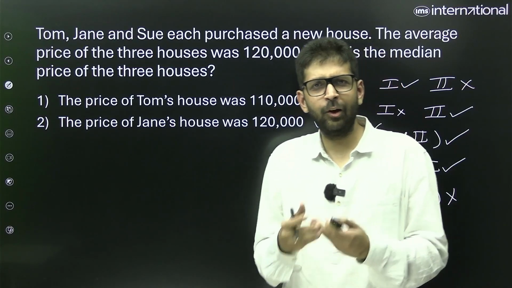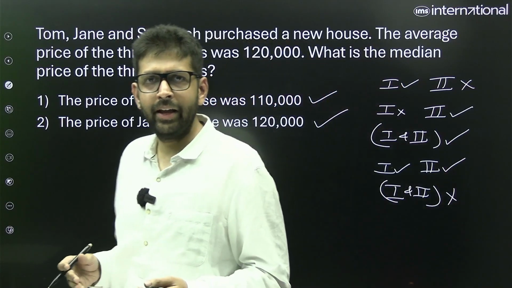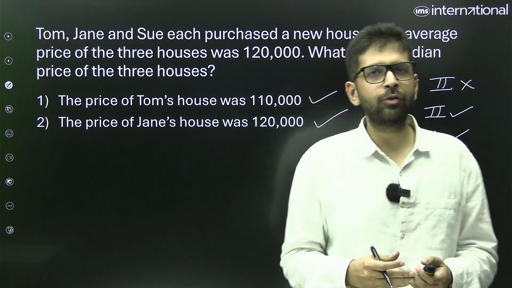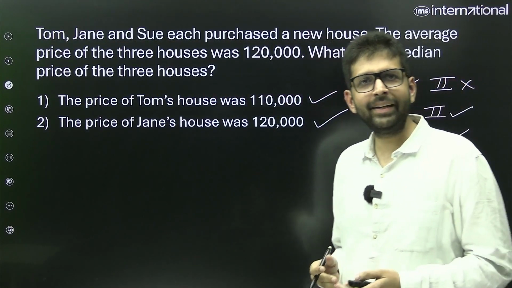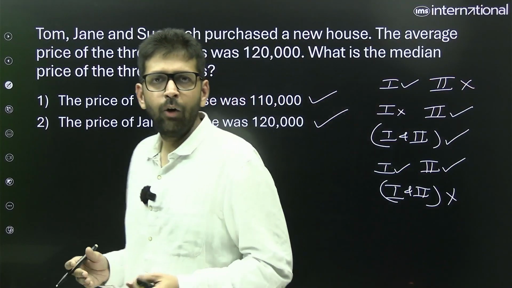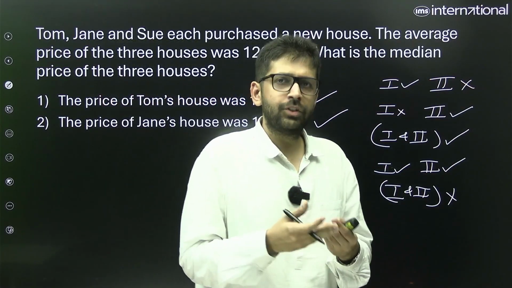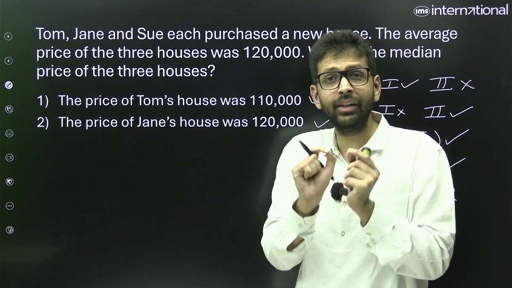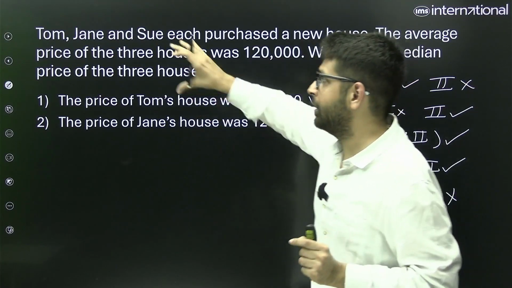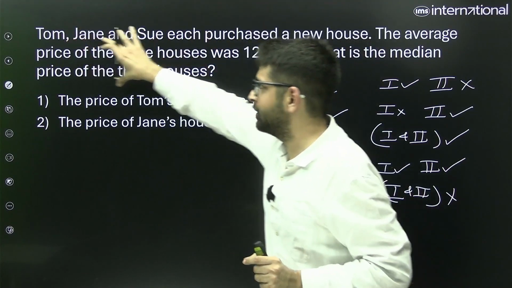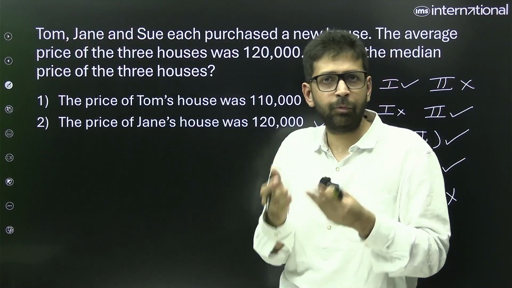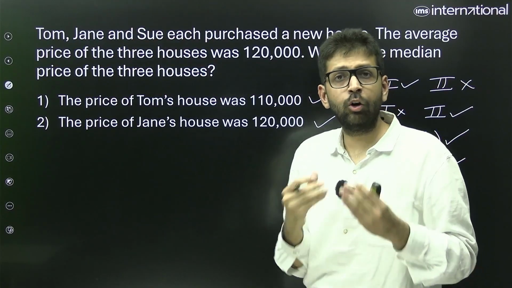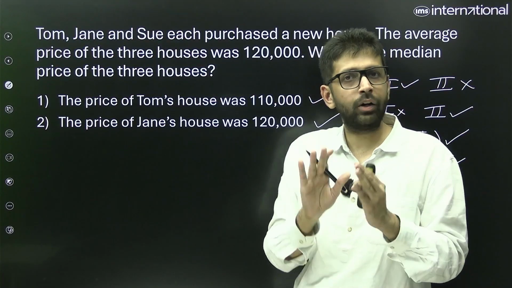All right, so let's look at this question. T, J, and S each purchased a new house. The average price of the 3 houses was 120,000. What is the median price of the 3 houses? Now, how do we start with a data sufficiency question? The first thing you should do is understand the data that has been given in the common part. So these first 3 lines are your common data. Irrespective of what is given in these 2 statements, this part is always going to be true. So your first step should be to understand what is given over here.